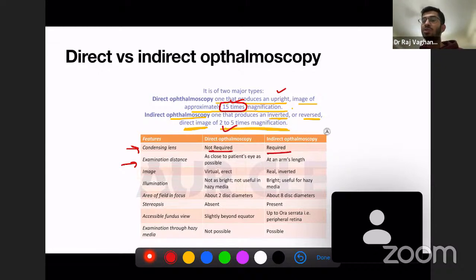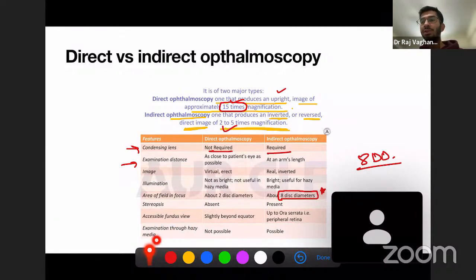And indirect ophthalmoscopy produces only 2 to 5 times magnification. It does not produce as much magnification as direct ophthalmoscopy. So here the area of field is quite more, like 8 disc diameters, or 8 DD. This means the area of field in focus is quite large. That is the case in direct and indirect. Stereopsis is absent in direct and present in indirect.